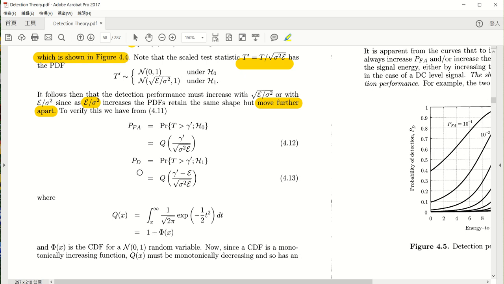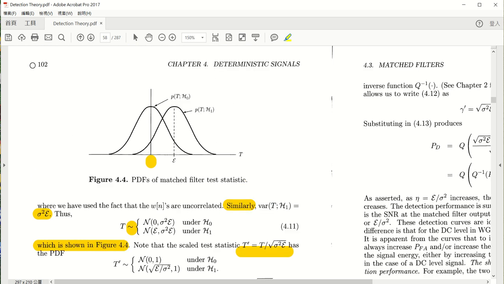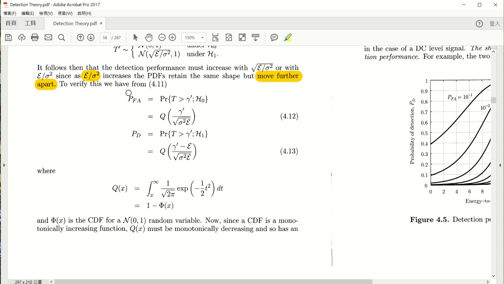Okay, so now we are at page 102. So we are calculating the probability of false alarm and then probability of detection. Probability of false alarm is equal to the probability that the test statistic is larger than the threshold, conditioned on H0. Because when this happens, you are making a decision for H1. And then under H0, you decide H1, that is a false alarm.